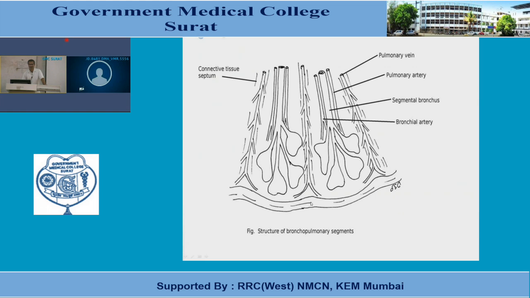The bronchopulmonary segment is a separate pyramidal unit, showing connective tissue areolar septum. The base is near the surface of the lung and the apex is near the hilum, facing toward the hilum. Inside this bronchopulmonary segment, the segmental bronchus is present, the bronchial artery is present, and the pulmonary artery is present. But the pulmonary vein drains in relation with the septum, and therefore the pulmonary vein is intersegmental in drainage.